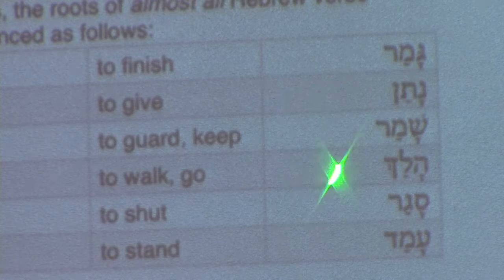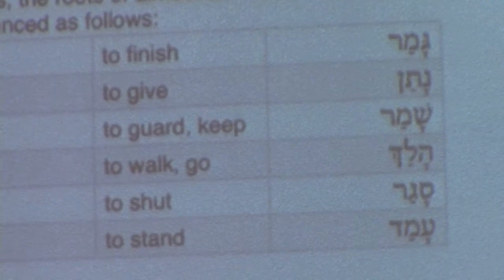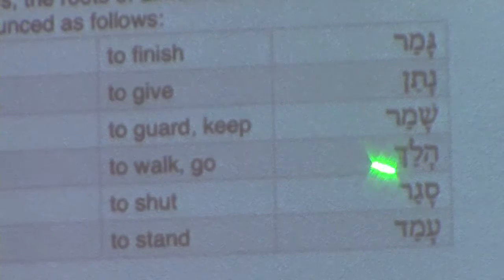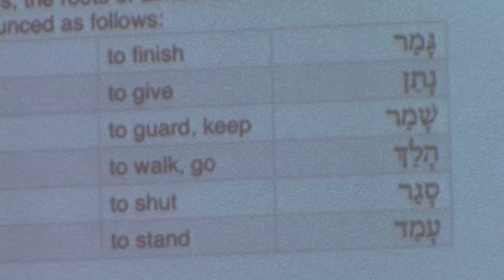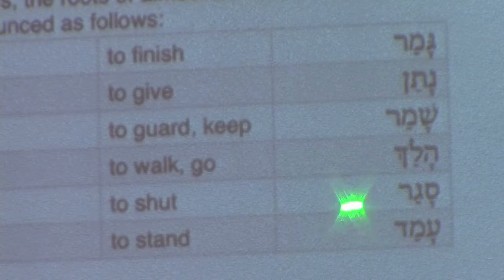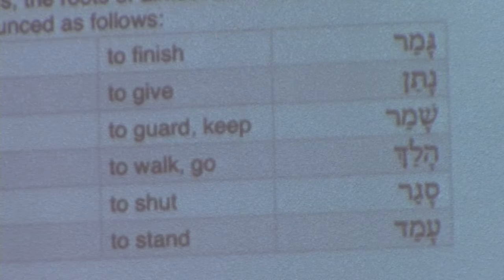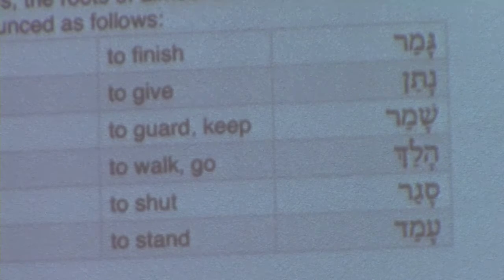To give, used over and over again. Natan. To guard, to keep. All these words are so common. Believe me, you want to get these down. And you'll start to see redundancies too, right? So that kind of helps, where you just add in a few extra new words as you go along. Okay? Shamar. Shamar.